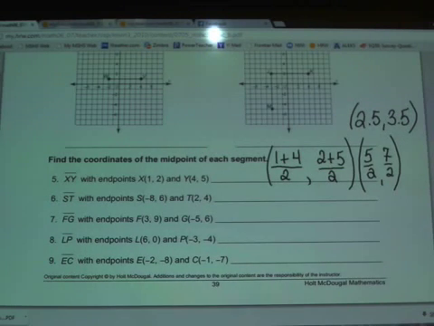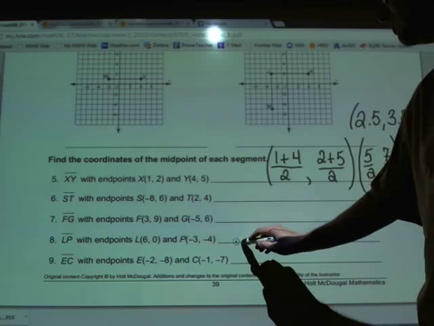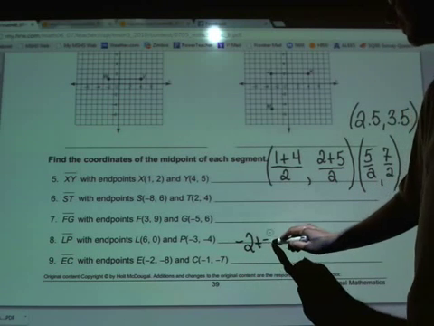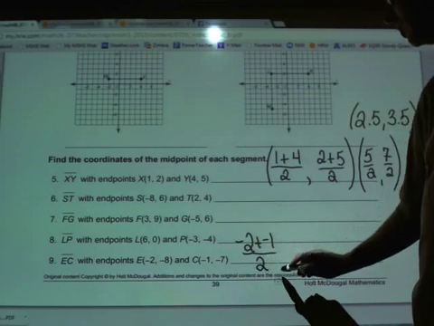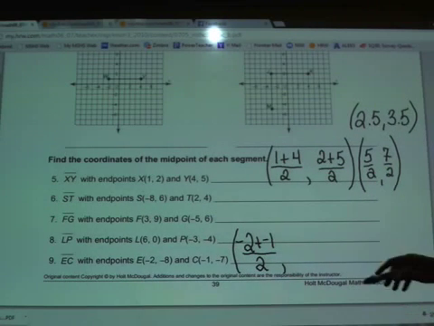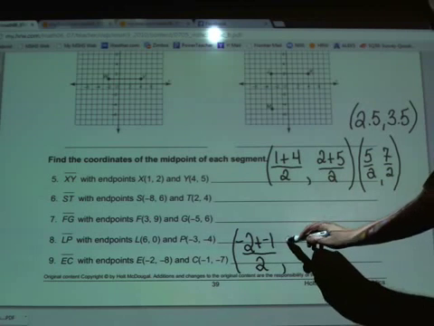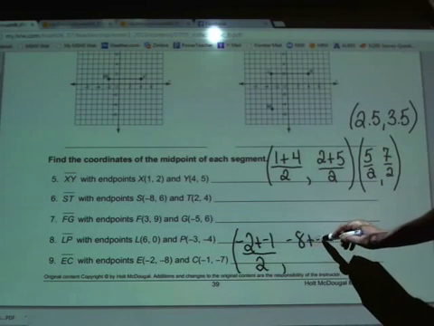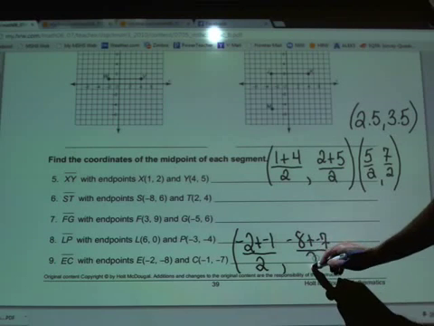Let's try that again, but let's take a look at question 9, because question 9 throws the negatives at us, and we want to make sure we're functioning correctly with the negatives in the same way that we did with the positives in number 5. So again, the directions say to find the midpoint, we're going to add up the x values, which are -2 and -1, and divide by 2. And to find the y coordinate of the midpoint, we're going to take my y values, -8 and -7, and add them up and divide by 2.